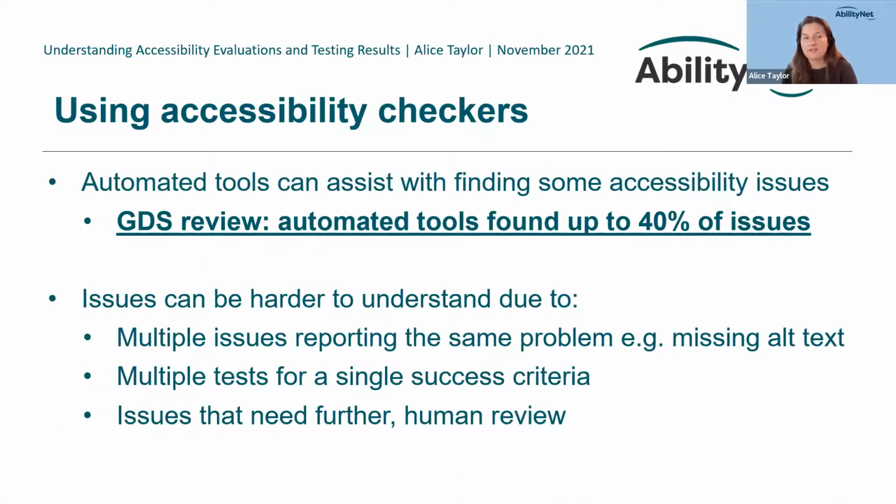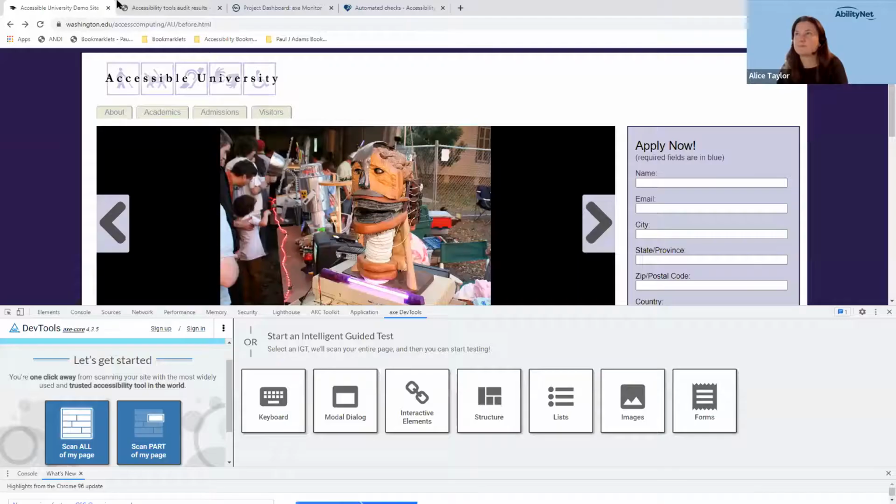So we'll start with the automated tools, which was the Axe we were just looking at. It's important to note that they can't find all the issues, as I mentioned before. This GDS report, again, there's a link on the slide, found that automated tools could find 40% of issues on the site. So we can't find all the issues. I'll show a demo of this report.